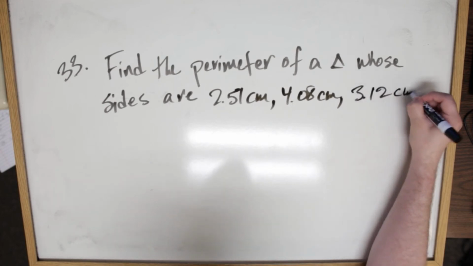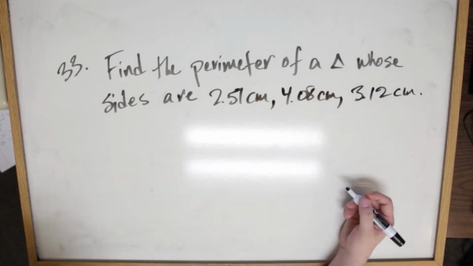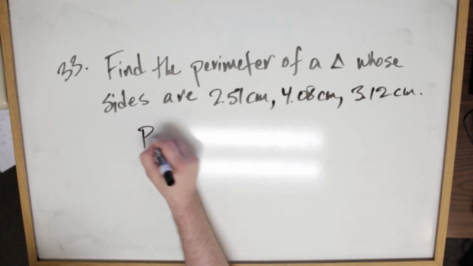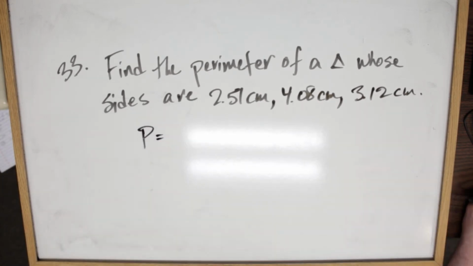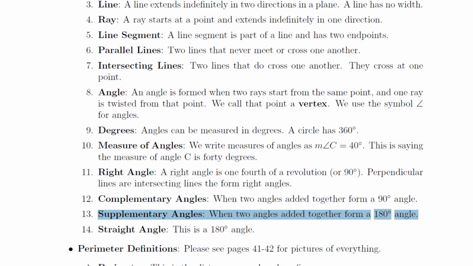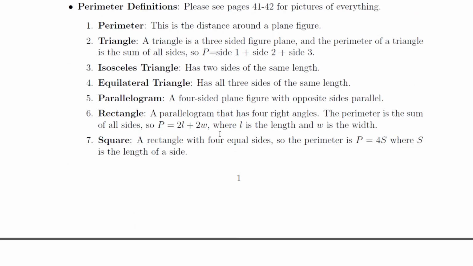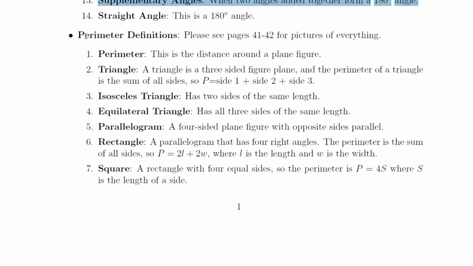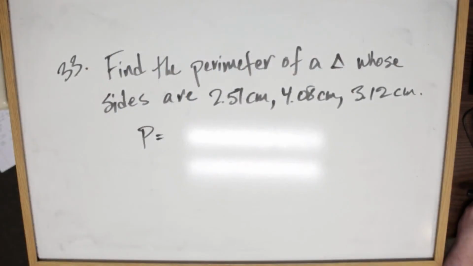3.12 centimeters. Okay. So remember, the perimeter is equal to, and for triangles, let's go back to our notes. For triangles, we're looking at the perimeter definitions, and it looks like the perimeter is going to be the first side, second side, and third side all added up. Okay? So this is side 1.